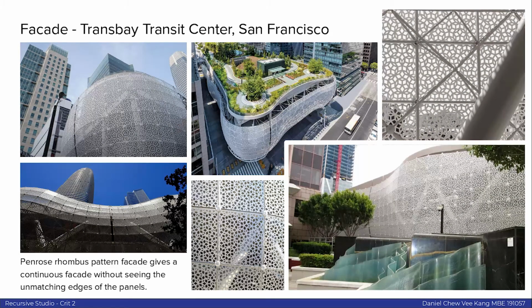An example of the application of the Penrose pattern on the facade would be the Trans-Bay Transit Center at San Francisco. This building has a double-skin facade where the exterior one is the Penrose pattern. The reason why the architect chose this pattern is because it gives a continuous facade without seeing the unmatching edges of the panels. This is due to the pattern having a non-periodic tiling parameter.